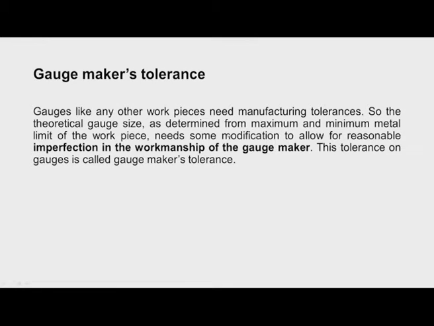We produce the gauges to the maximum and minimum metal limit workpieces as suggested by the gauge designer. So in order to achieve economy, some modification is allowed for reasonable imperfection in the workmanship of the gauge maker. This tolerance provided on the gauges is called gauge makers tolerance.